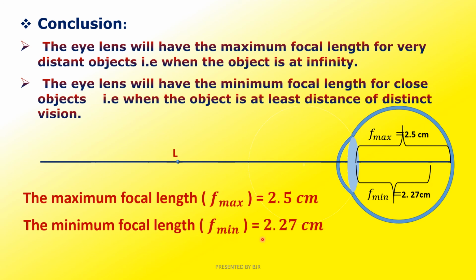So this is nothing but accommodation of eye lens. The eye lens will change its focal length depending upon the position of the object in front of it, so that it will form its image always on the retina, and the ciliary muscles are responsible for changing its shape and changing the focal length.